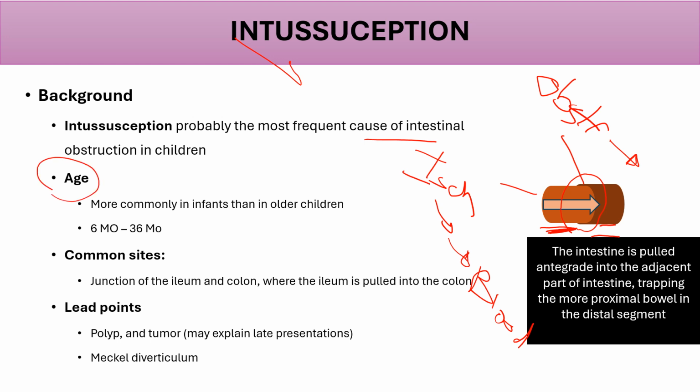The most important age for occurrence of intussusception is between 6 months and 36 months. This is the most common presentation. The common site is the junction of the ileum and colon. Lead points are important in older children. So if you have an older child, like 5 or 6 years, with recurrent intussusception, think about a lead point like a polyp, tumor, or Meckel diverticulum.